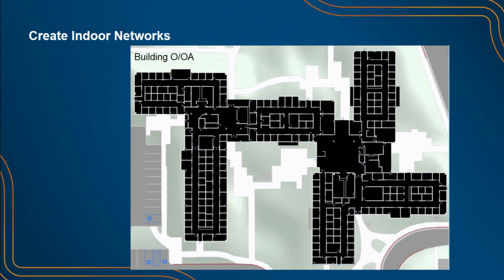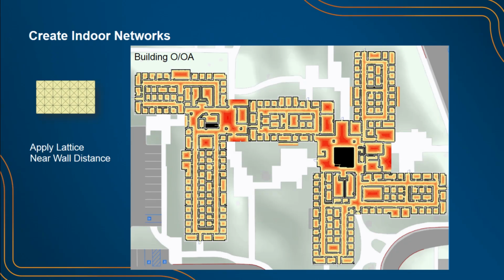So the network, I think this is kind of a cool part of this template, and we're continuing to work on and improve the tools, but I want to go through the process of how to create a network for a building. So this is building O and OA. This is our development or our services headquarters in Redlands. And the first step is we apply this lattice. So it's a Tetrachus square lattice, basically a bunch of squares with an X through them.